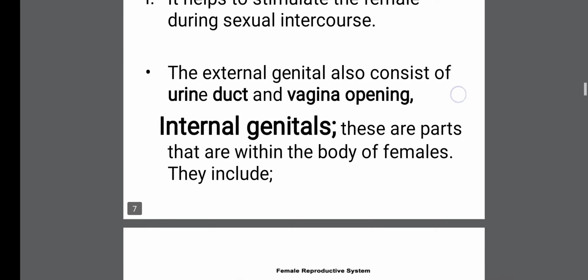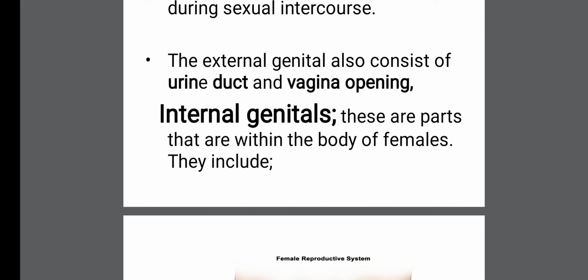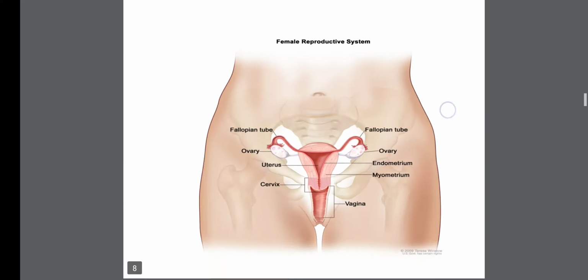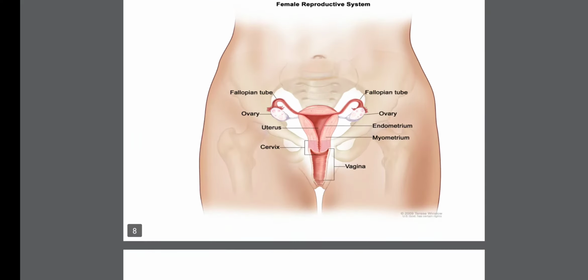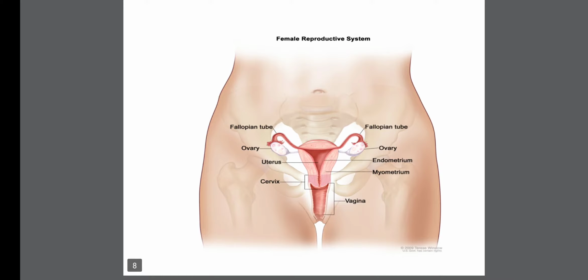The external genitals also consist of the urine duct and the opening of the vagina. Now let's look at the internal genitals. These are parts that are within the body of the females. They include, look at this picture. I just placed this picture here for you to be able to see the location of the female reproductive system.